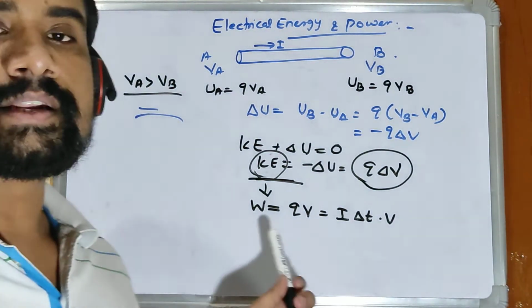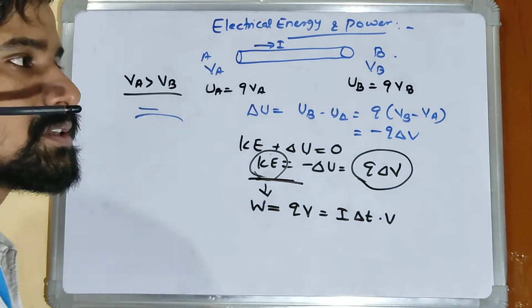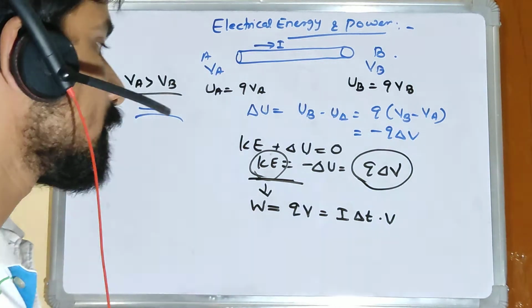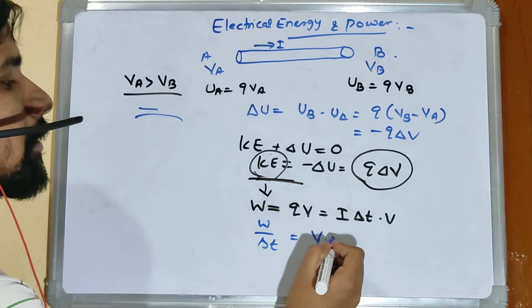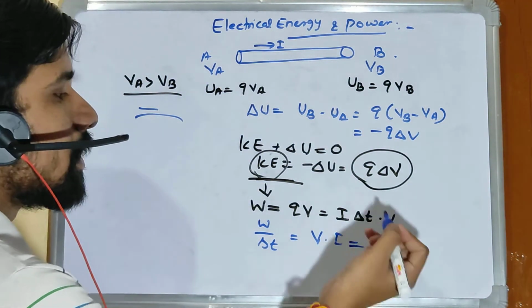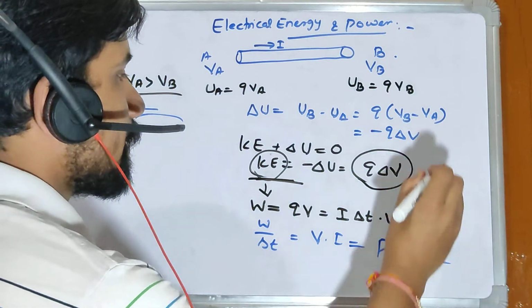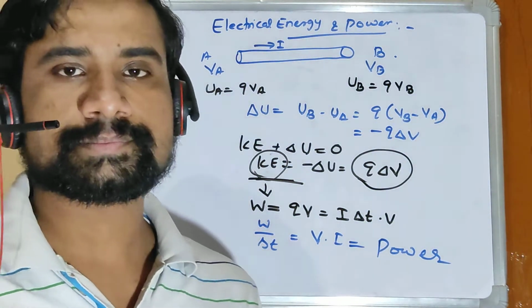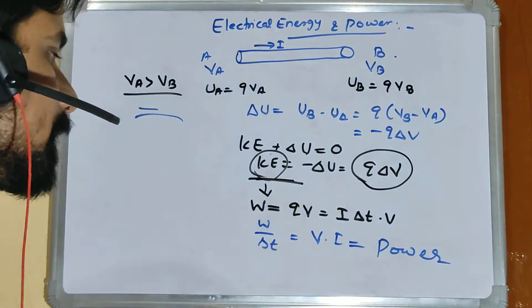So this work done is dissipated as heat, right? So this is called the heating effect of electric current. So this W by delta T, which is equal to V into I, the product of potential and current, this is called power. So power is V into I.